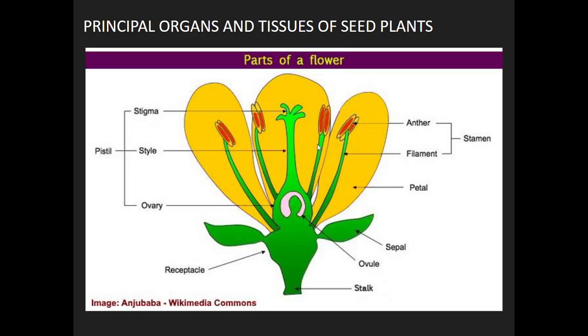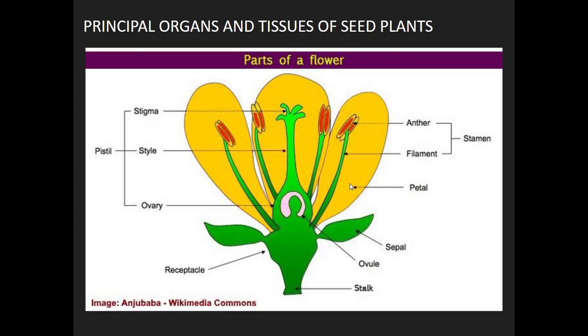Now, flowers usually have both male and female parts, okay? You've got things like the filament, the petal, the sepal, the stalk. These things are not necessarily involved. Well, the filament is, I guess, because it holds up the anther.